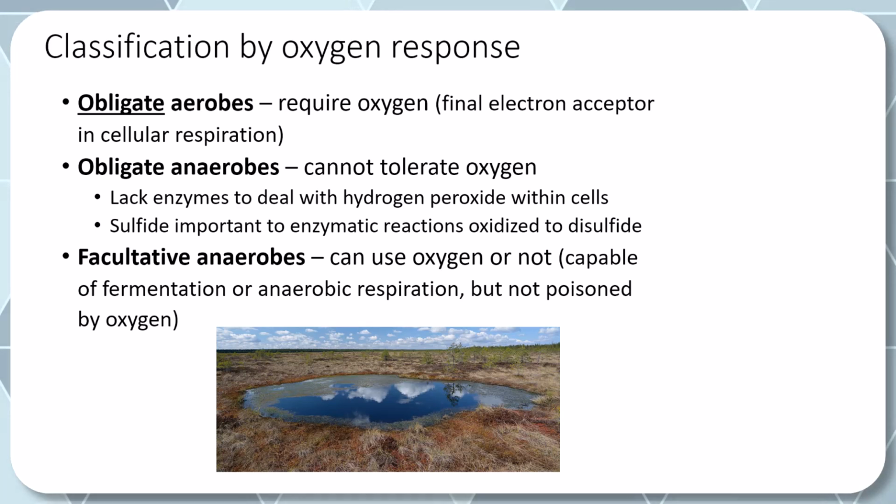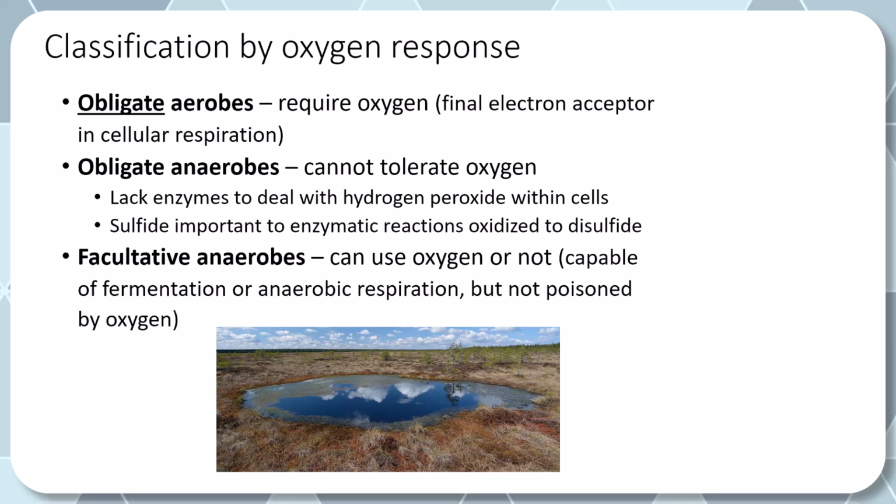We can also classify prokaryotic organisms by their oxygen response. So there are obligate aerobes, obligate anaerobes, and facultative anaerobes. If you are obligated to do something, what does that mean? It means you have to do it. And then we have aerobic and anaerobic. The root word an means not or without. The root word aero technically means with air, like molecular oxygen O2.